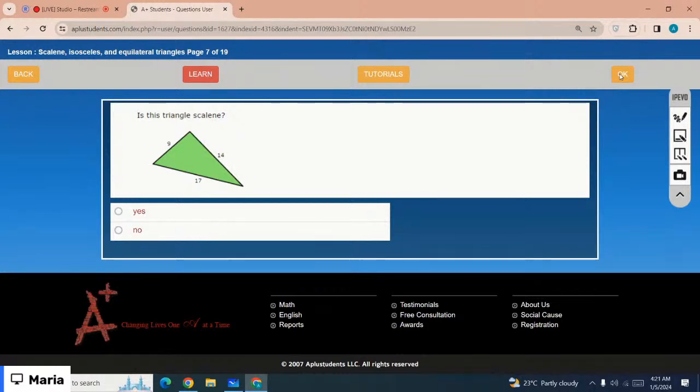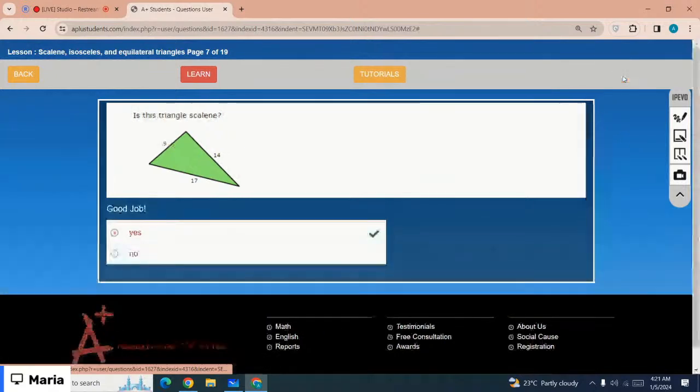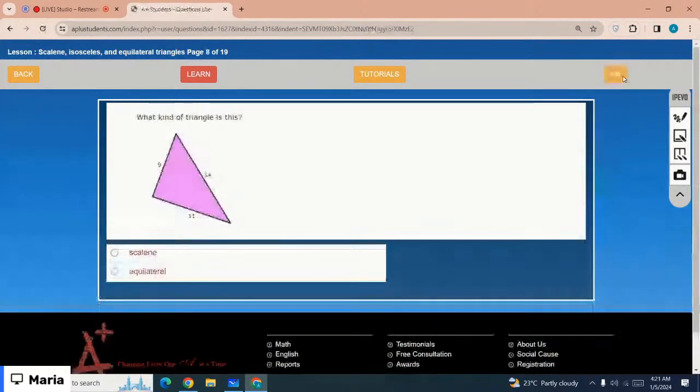The correct option is yes, it is a scalene triangle. All three side lengths are different. Got it? Okay, the next one is, what kind of triangle is it? Scalene or equilateral? Which is the correct option?